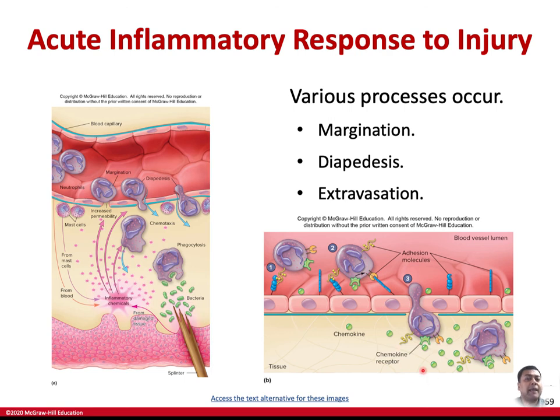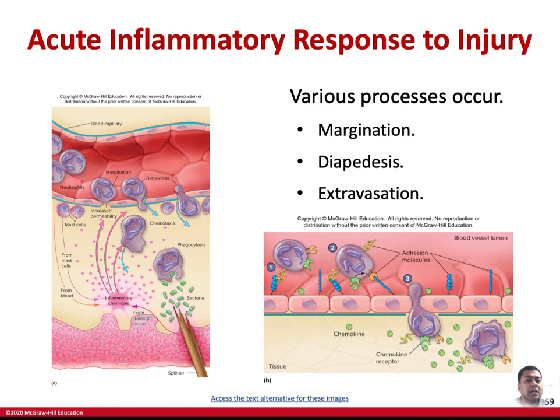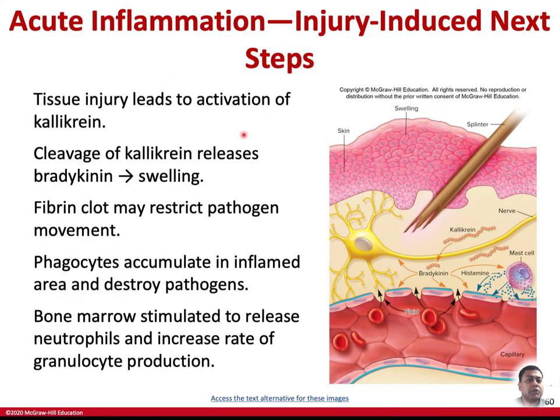And now the chemical mediators that we have seen right here, the chemotaxins, are also released from the tissue injury site or where the pathogen invasion has taken place. The extravasation is the process by which these neutrophils will move into the tissue space and move towards that to enhance the phagocytosis.